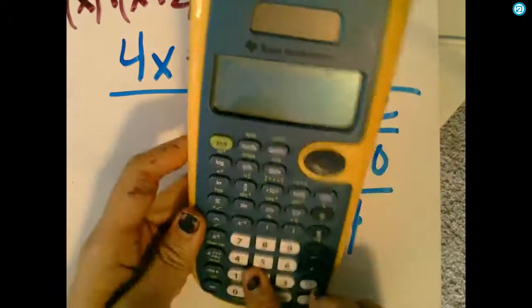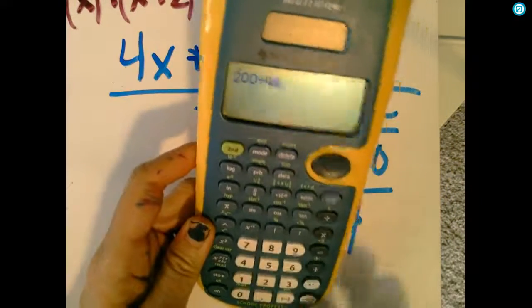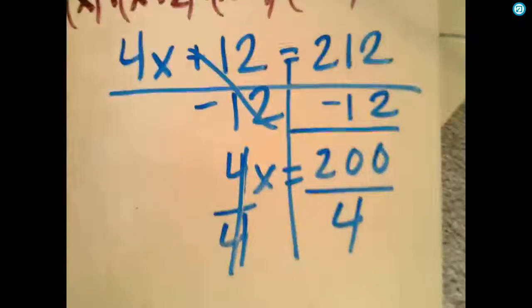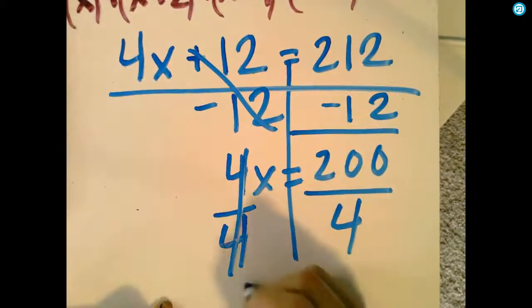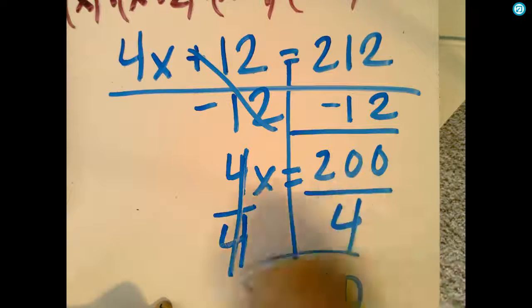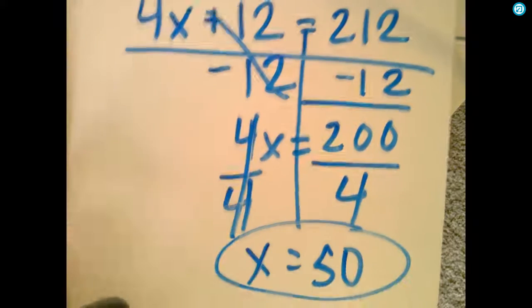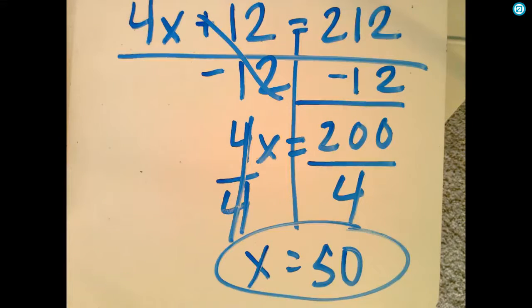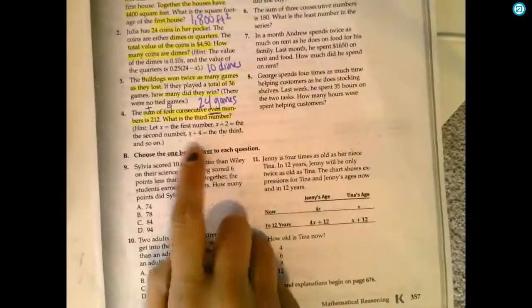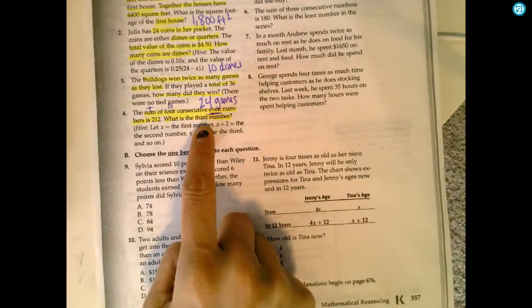We can do 200 divided by 4, which gives us 50. So x equals 50. Now, we solved for x. x equals 50. That's correct. But what is the question asking?